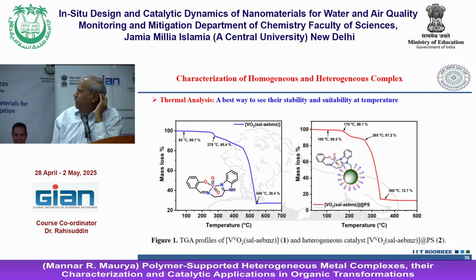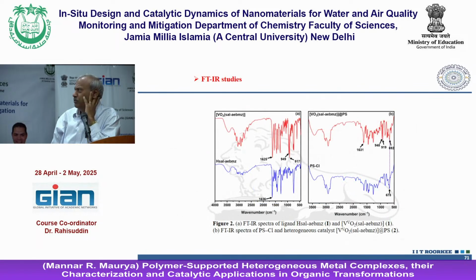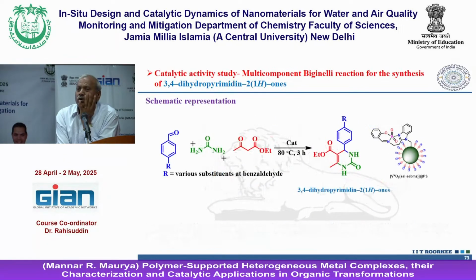All right. In IR, two bands, that is for the vanadium dioxo group, can be seen. UV visible. And now this is another reaction that is called the dihydropyrimidinones. Okay, dihydropyrimidinones. This is another biomolecule, and we have tried this reaction with three components: aldehyde, urea, and ethyl acetoacetate, or you can say the beta ketoester, and the product formation. The reaction works very well.